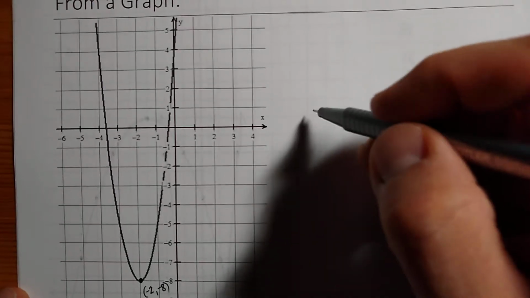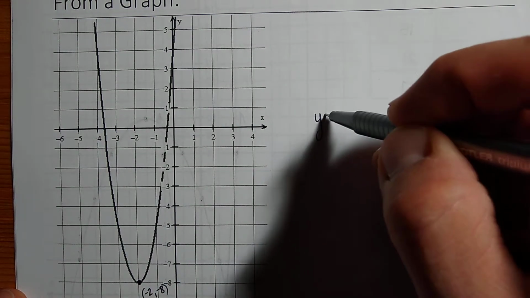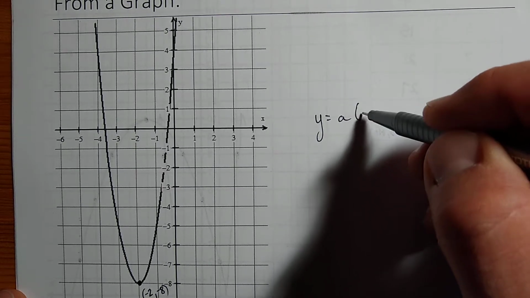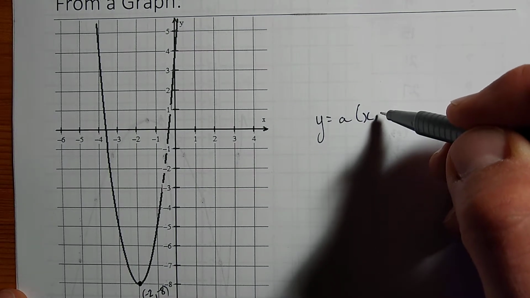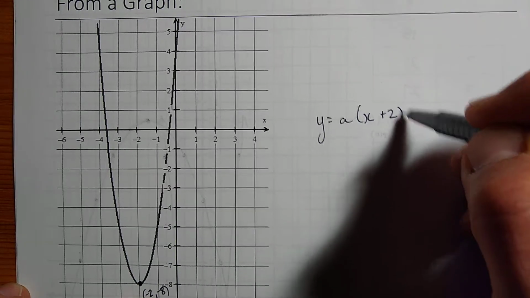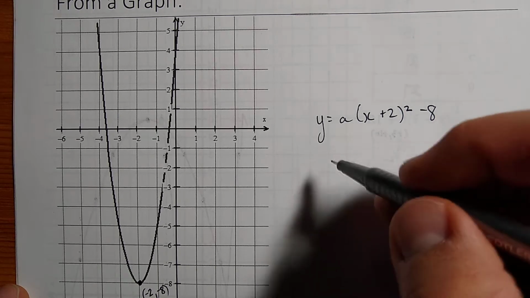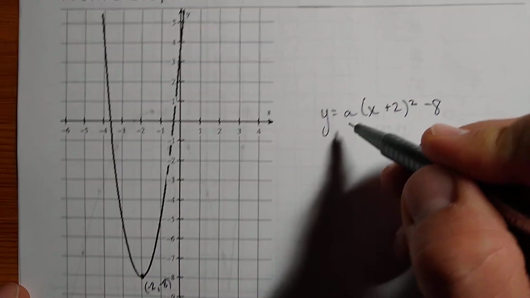So we know the vertex form is going to look something like y equals a, an unknown value right now, times x minus -2, which we would write as x plus 2 squared, and then minus 8. So how to find out what a is?